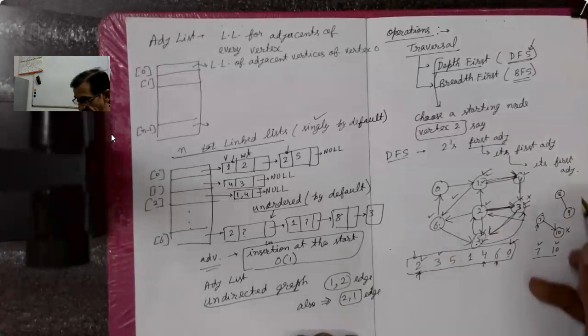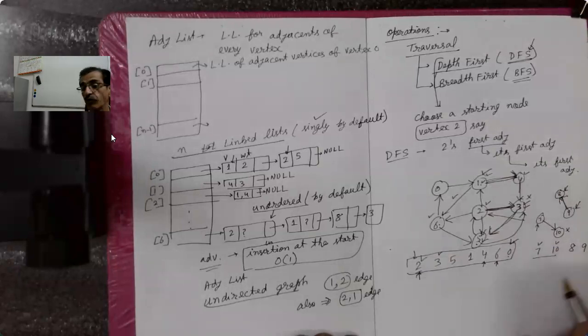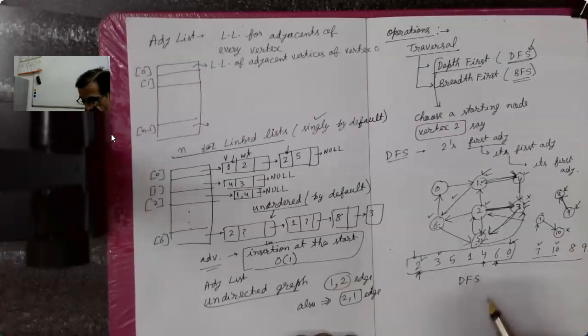After that, I will ask again, some more left? Yes, 8. Maybe 8 has a connection like this. 8 is traversed, but 8 has no adjacent. Some more left? Yes, 9 is left. I will go to 9. So my DFS traversal will work like this.